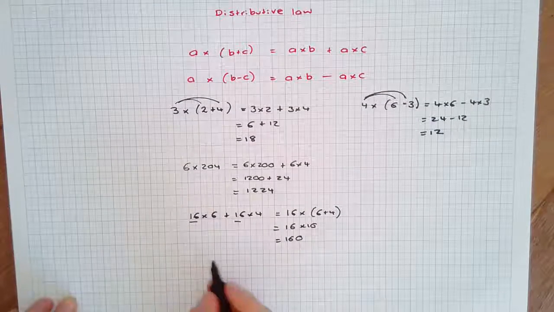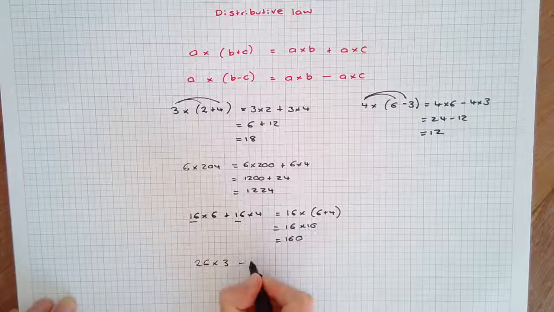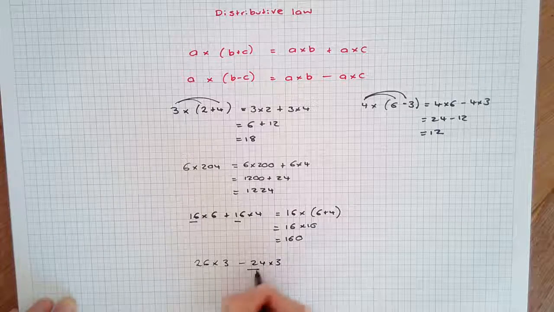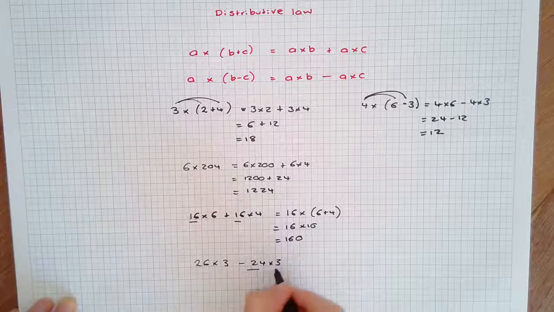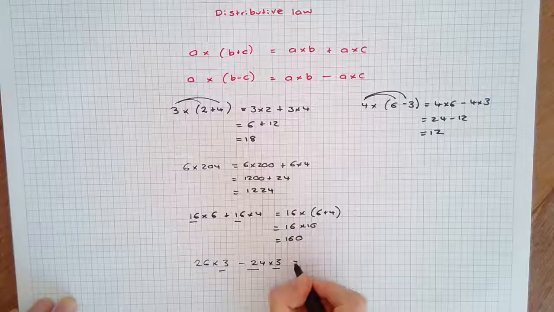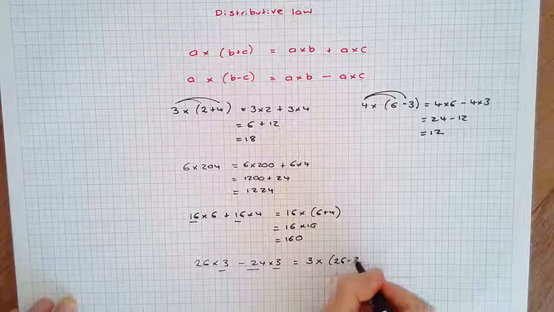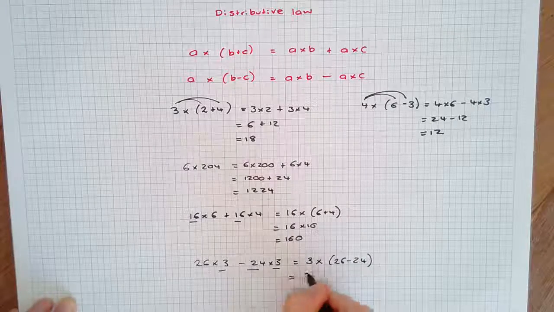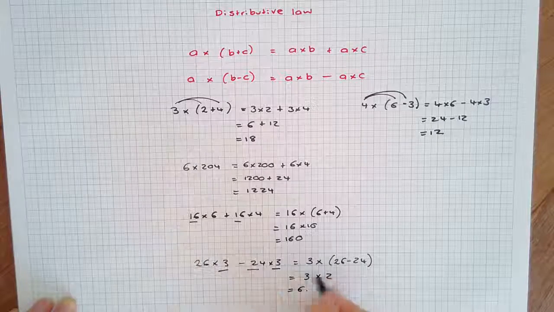Another example, 26 times 3 minus 24 times 3. They're both being multiplied by 3, so we can put the 3 out the front, times 26 minus 24. 3 times 2 is 6. So they're both being multiplied by 3, the number out the front.